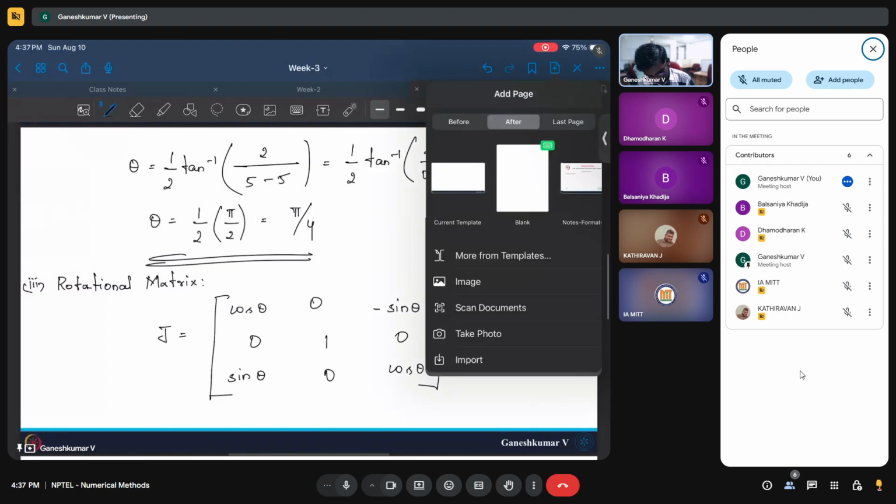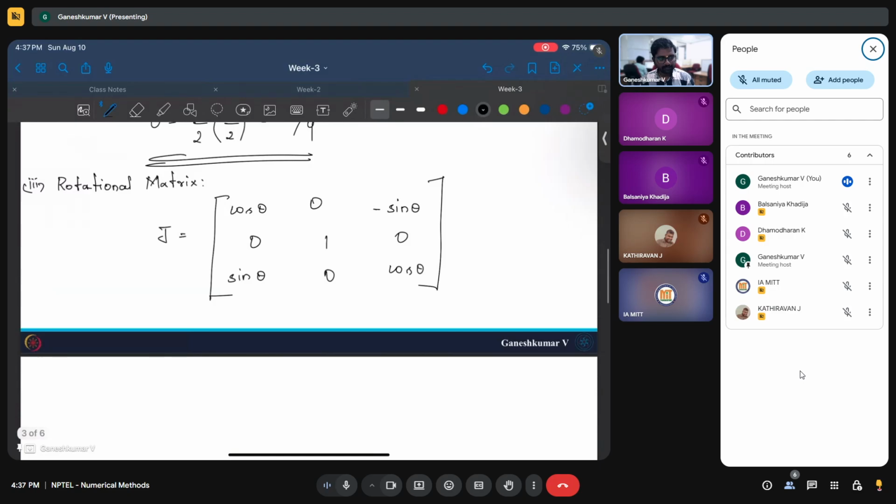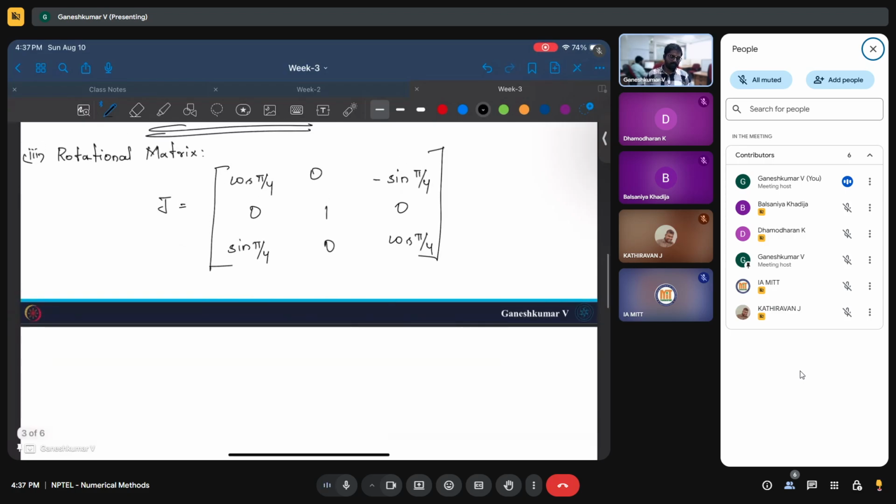Okay, let's go forward. Now theta is pi by 4, so I will just replace this with pi by 4: cos pi by 4, sin pi by 4, cos pi by 4. So basically we are rotating it 45 degrees, right?